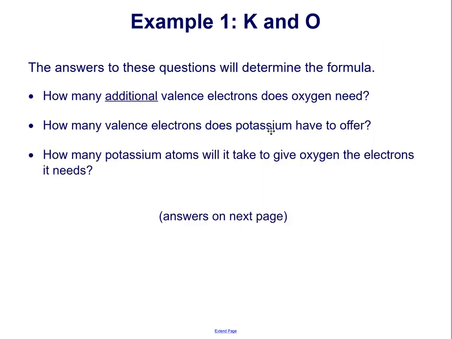The answers to these questions will determine the formula. How many additional valence electrons does oxygen need? How many valence electrons does potassium have to offer? How many potassium atoms will it take to give oxygen the electrons it needs? The answers are on the next page.